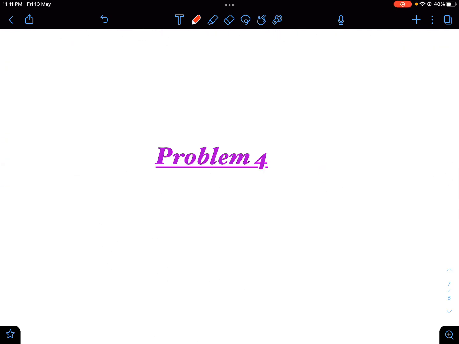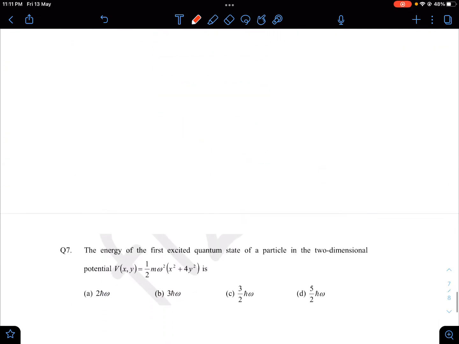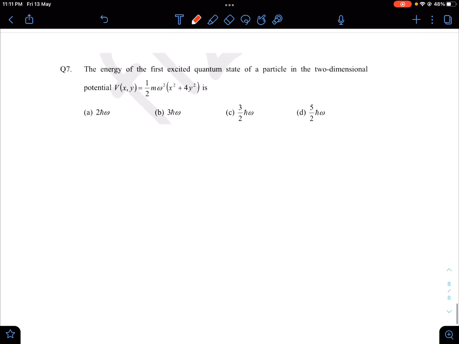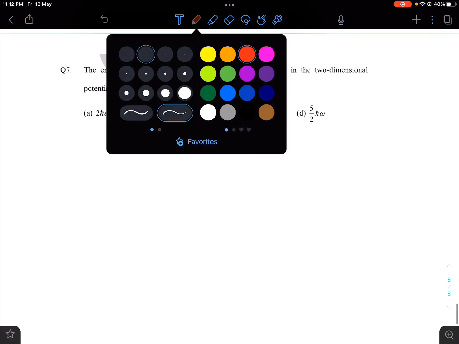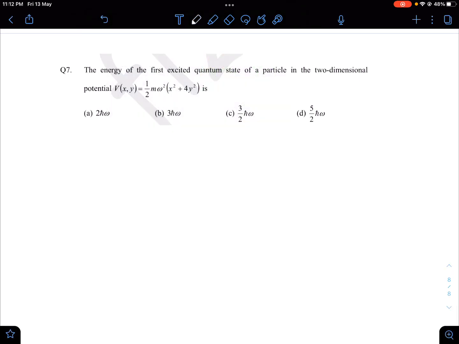So now let's move to the fourth problem. In the problem we are given a two-dimensional potential, and we have to find the energy of the first excited quantum state of the particle. First of all, we have to write down its Hamiltonian. So let us write down the Hamiltonian. What will be the Hamiltonian?